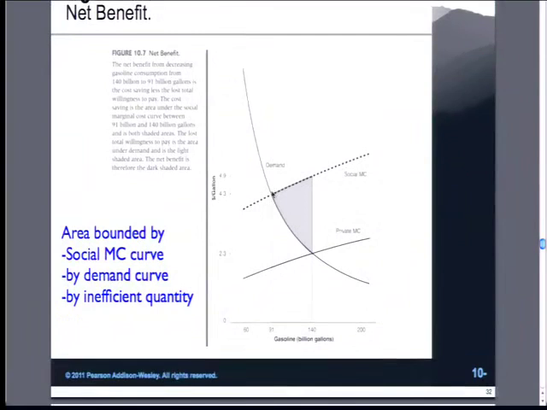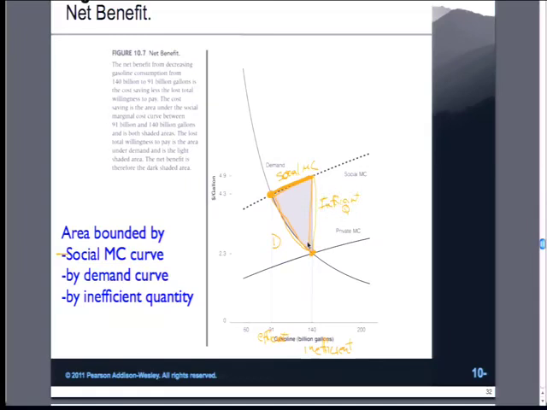So we have a place where social marginal cost crosses demand. This is our efficient point. We have a place where we're at because this is where demand crosses private marginal cost. This is our inefficient point, right? So our dead weight loss goes with our demand curve, social marginal cost curve. Sorry, first I'll do this in order. First it goes with social marginal cost curve. Here it goes with the demand curve. And here it goes along the inefficient quantity.